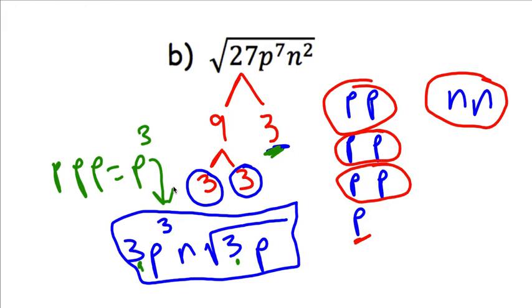N to the second means I had 2 copies of n, which means I had 1 pair, and I brought that out as 1n. Remember, for every pair, I bring out 1 copy. Oh, sorry, I got ahead of myself there. I had 1 p left over, and that p stayed underneath. Okay? So there's B.